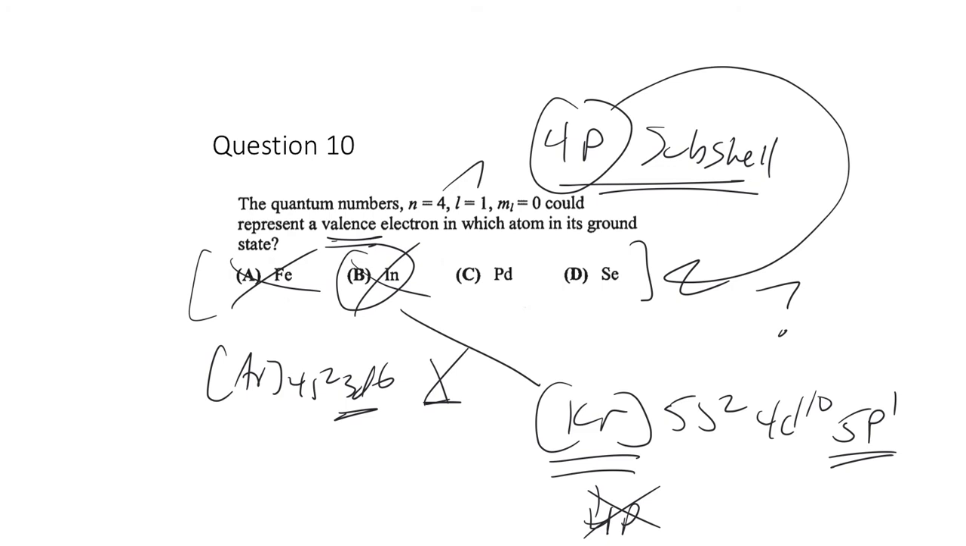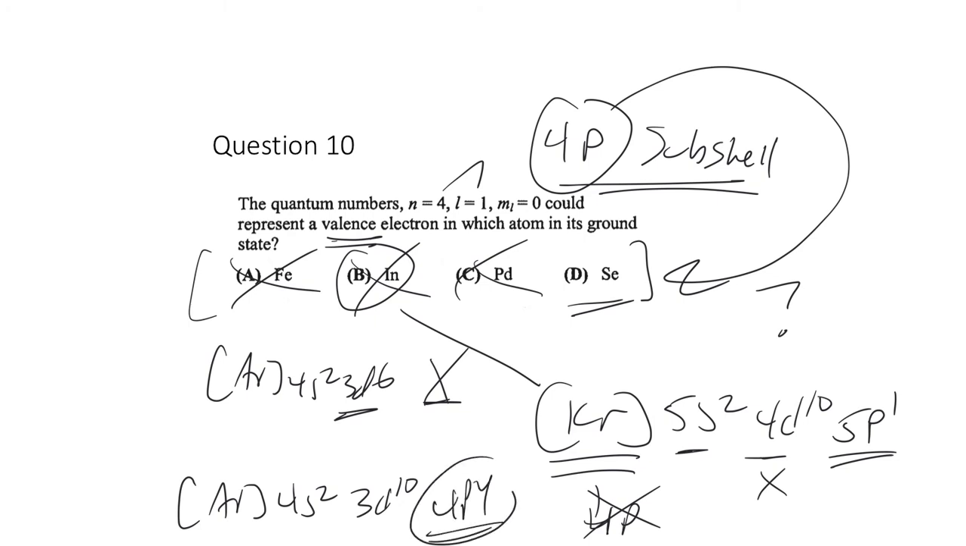Palladium, likewise, is also in the 5th row. I don't know why I'm circling this. It's not the right answer. So palladium's wrong because it's a krypton 5s2 and then 4d less than 10. So it doesn't have any valence electrons in the 4p subshell. And then hopefully the answer is selenium, because it's all that I have left. But selenium would be an argon 4s2, 3d10, and then a 4p4. So it has 4 electrons in a 4p subshell. So the valence electrons in selenium could have a valence electron with that set of quantum numbers.